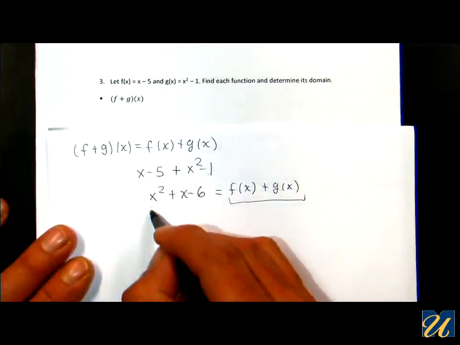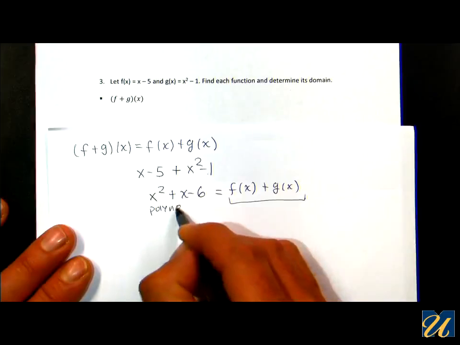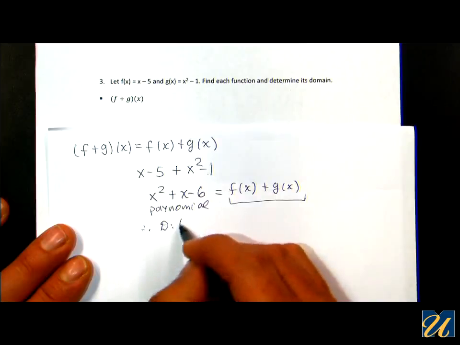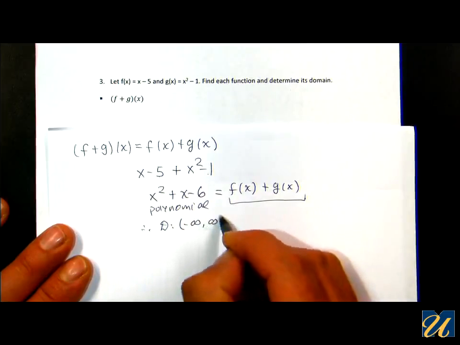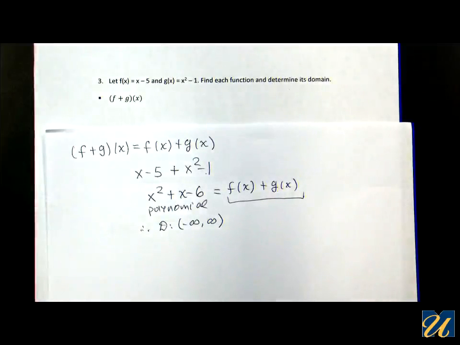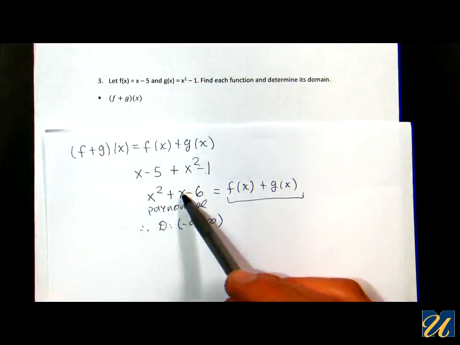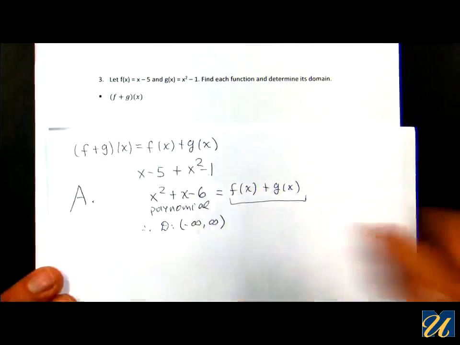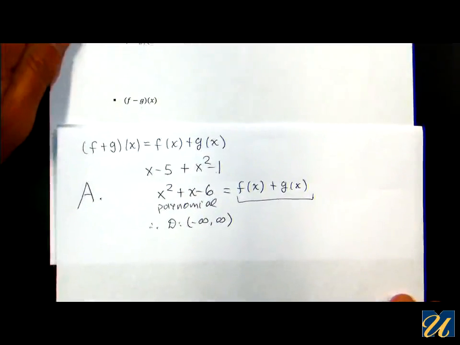This is, again, a polynomial. So the domain right away is all real numbers, negative infinity to plus infinity. There's no way that you cannot substitute a value of x in here and compute a corresponding y coordinate. So that's part A. Let's take a look at part B.